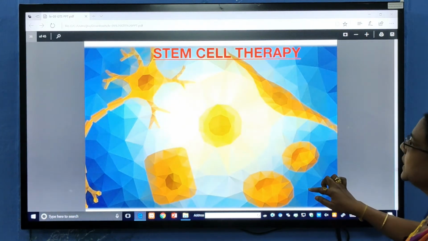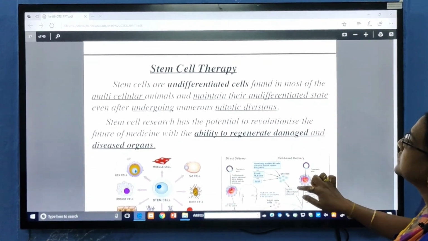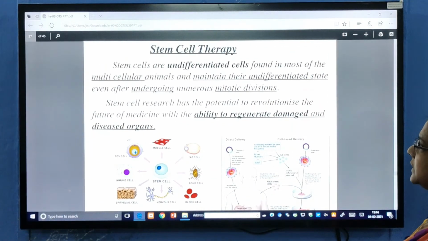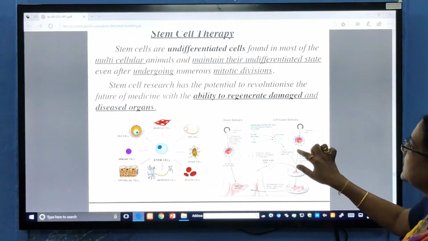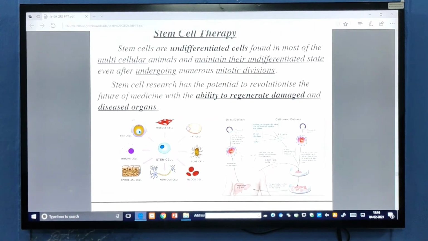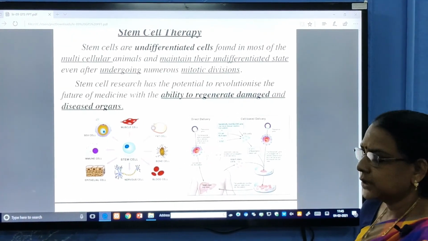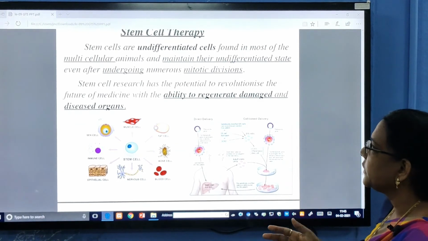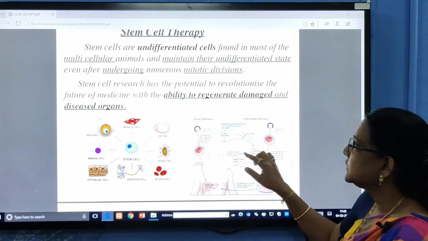The next one is stem cell therapy. Stem cell therapy is nothing but the stem cells. What are stem cells? They are nothing but the undifferentiated cells which are found in most of the multicellular animals and maintain the undifferentiated state. We want only the undifferentiated state of a cell even after undergoing numerous mitotic divisions. Even after undergoing mitotic divisions, never mind, still it remains undifferentiated. That state only we need for the stem cell therapy.